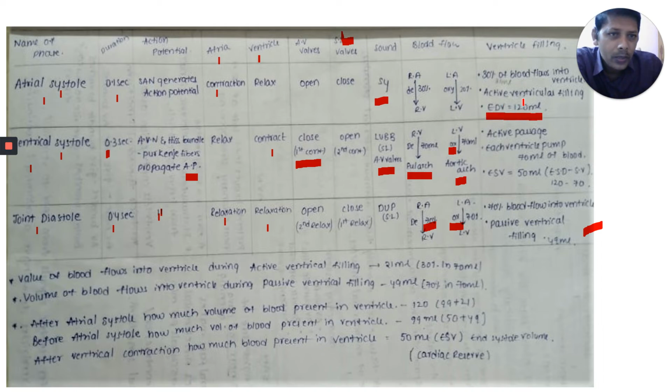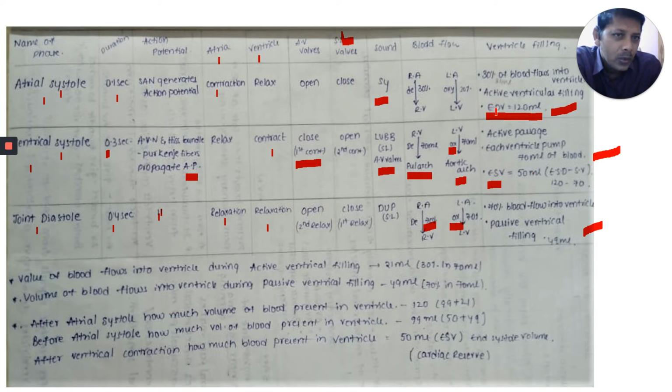After filling of ventricles, that means after the diastole is complete in the ventricles, the ventricles have 120 ml of blood. Active, this is the ventricular systole, each ventricle pumps 70 ml. Here 120 ml is there in each ventricle, 70 ml is pumped out, that means 50 ml remains in each ventricle. End systolic volume is 50 ml.